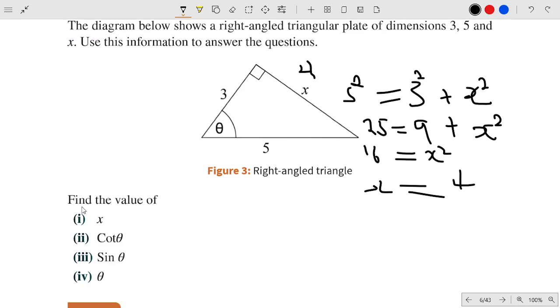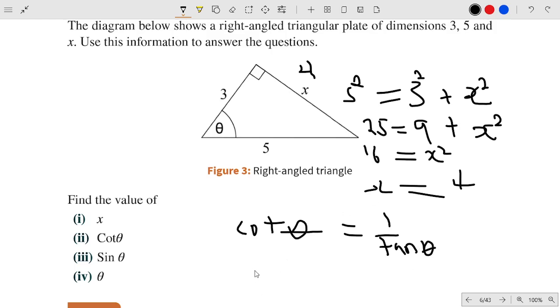Now you were asked first to find the value of x, which is simple, as we just did here. Yes, the value of x is 4 units. Now you have to find cot, and we know that cot is the same as what? So we have cot theta. Cot theta will be equal to 1 on tan theta.